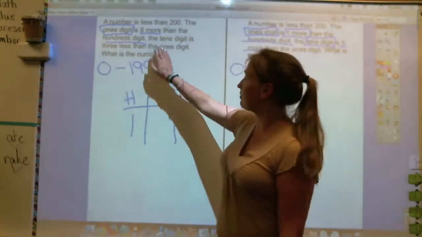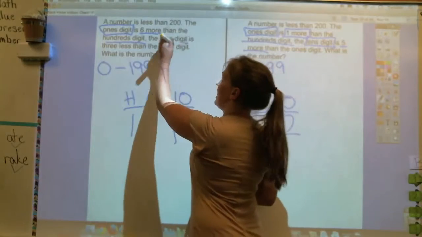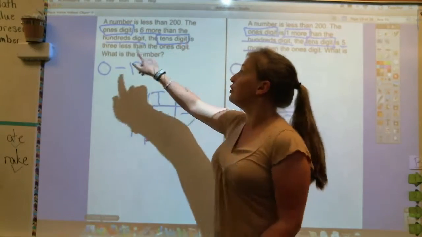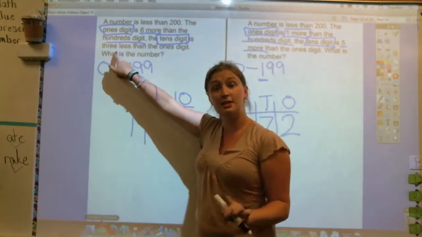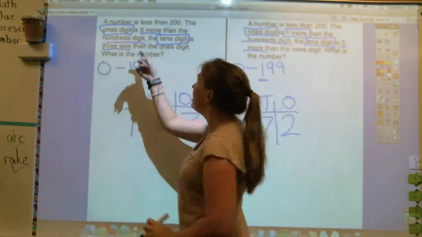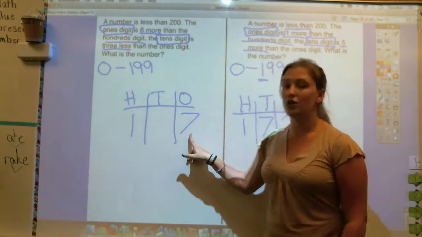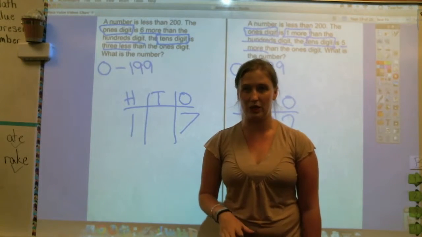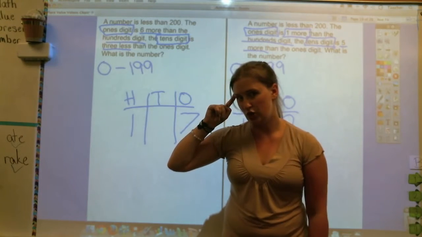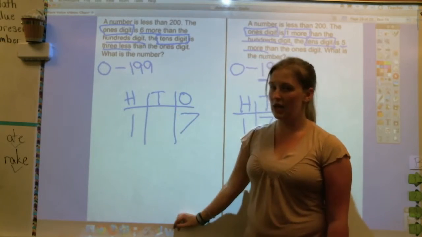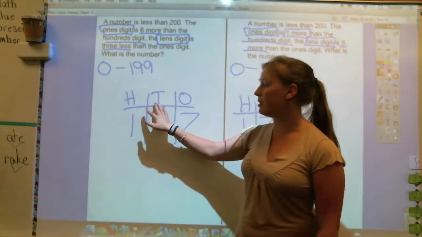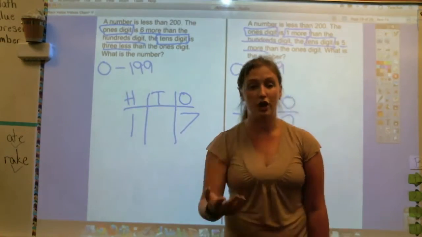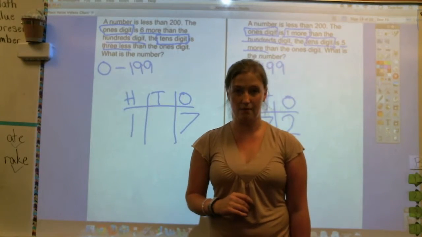Your turn. Yours says the tens digit is 3 less than the ones digit. So look at your ones digit and figure out what 3 less would be. Less is a subtraction word. Pause the video again while you figure out what belongs in the tens place. Start it again when you're ready for the next step.